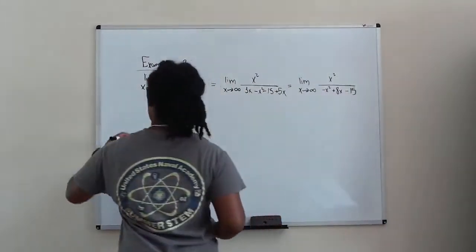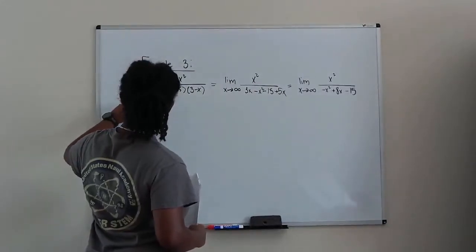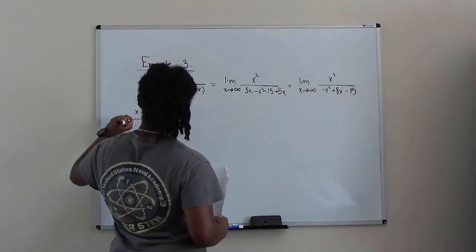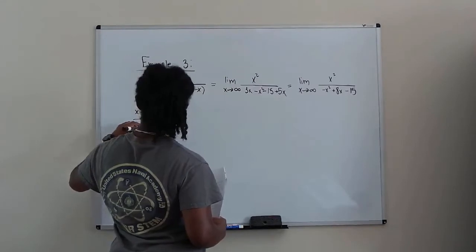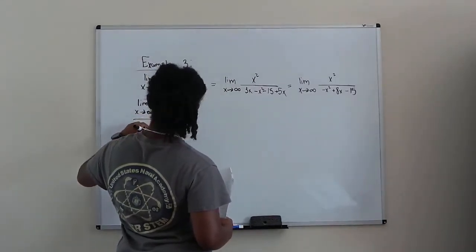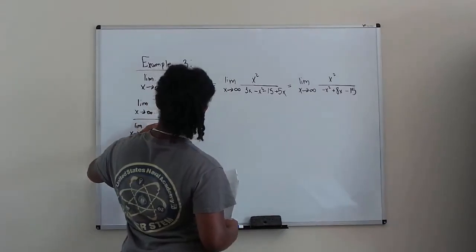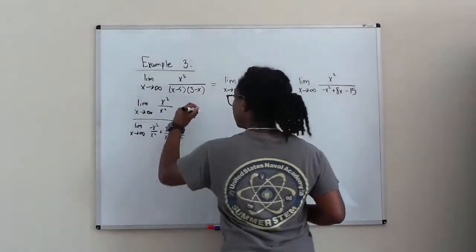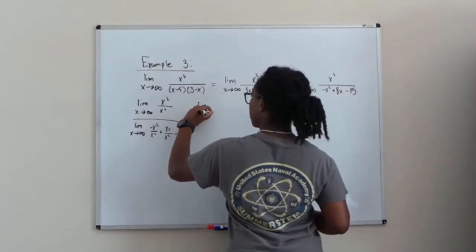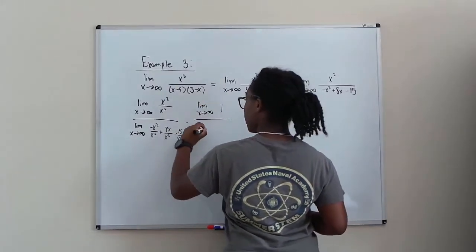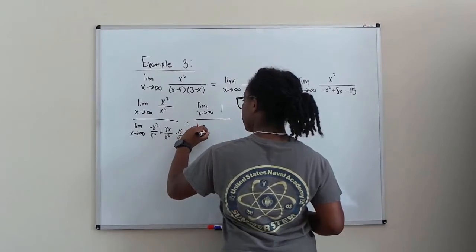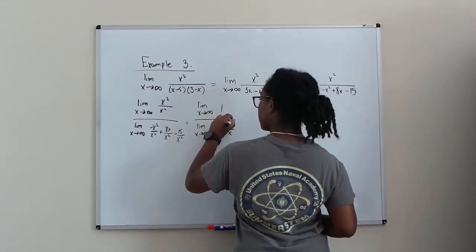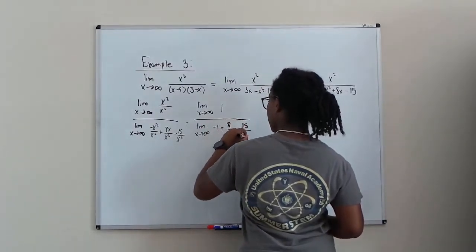So we can divide the numerator and the denominator by x squared. So limit as x approaches infinity of x squared divided by x squared over limit as x approaches infinity of negative x squared divided by x squared plus 8x divided by x squared minus 15 divided by x squared. So we have x squared divided by x squared, which is just 1. And then we have negative 1 plus 8 over x, and then minus 15 over x squared.